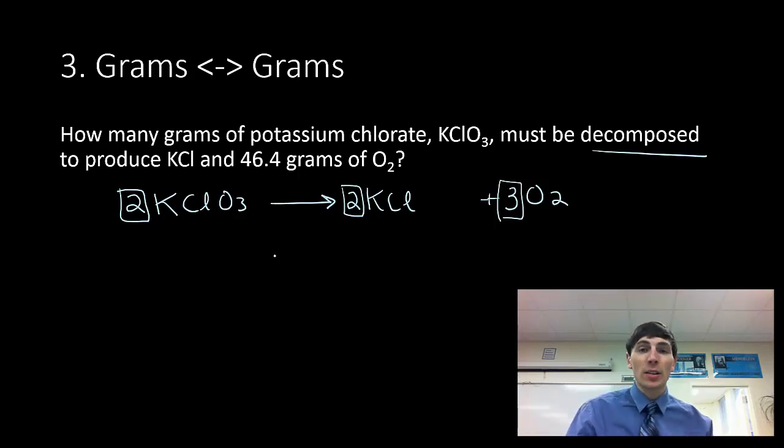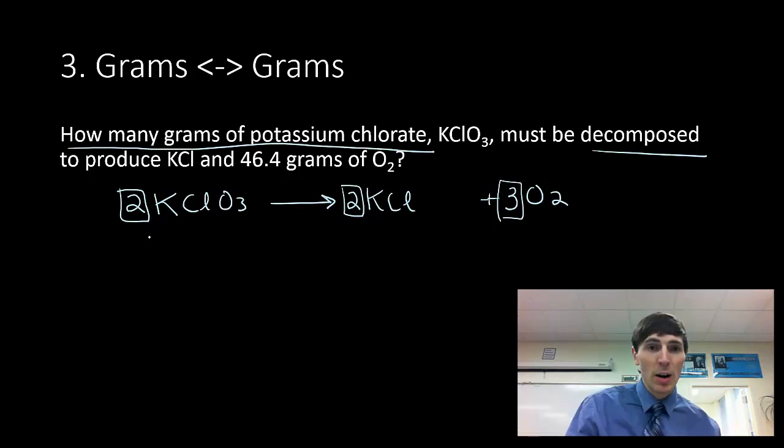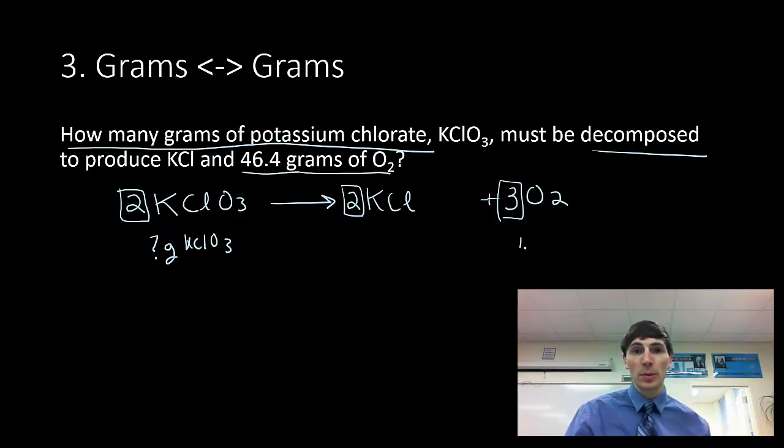I want to clue you in here that as we go through these types of problems, the starting quantity could be any of these, whether products or reactants. It doesn't matter. The recipe is the same regardless of what we start with. It says how many grams of potassium chlorate, so how many grams of KClO3, that's what we're looking for, must be decomposed to produce KCl and 46.4 grams of O2. So I'm going to write 46.4 grams O2.